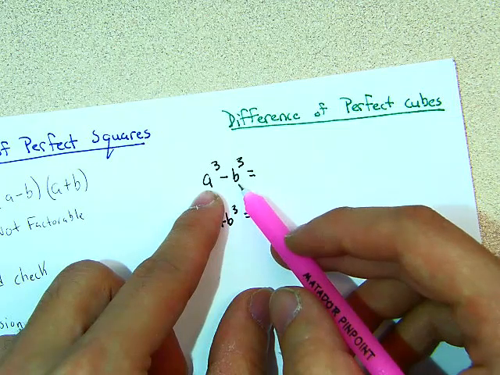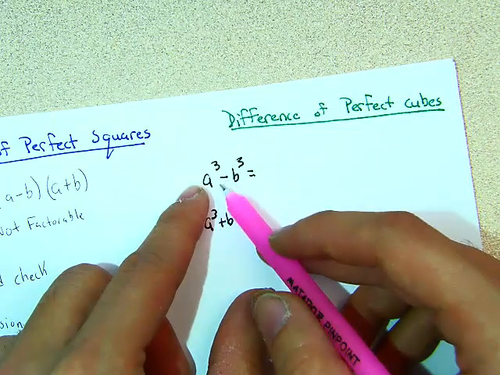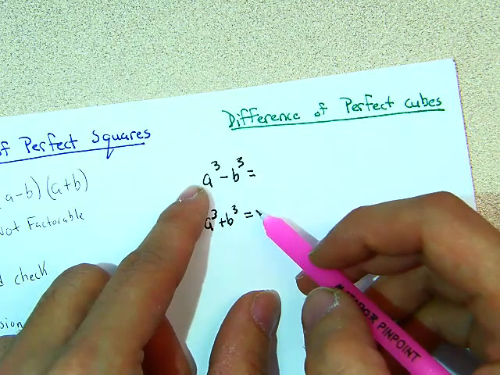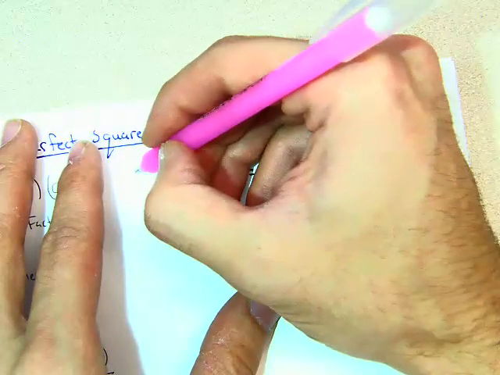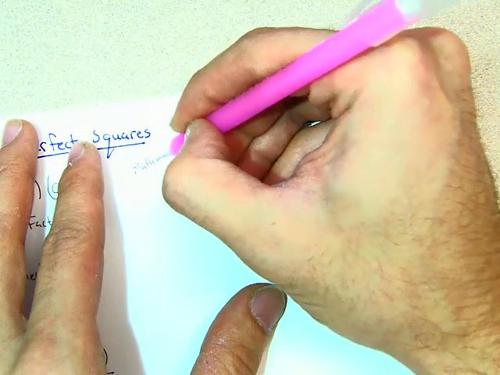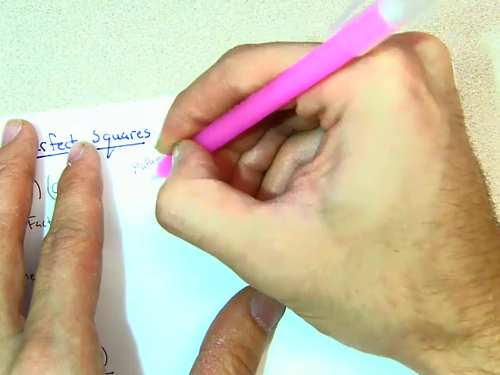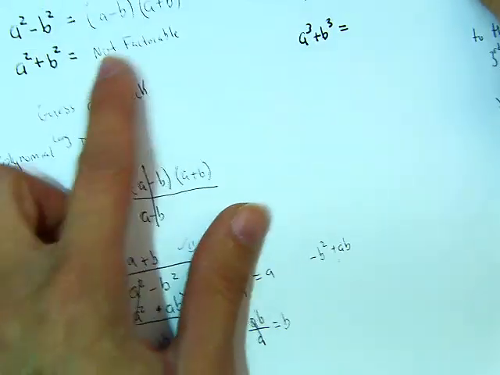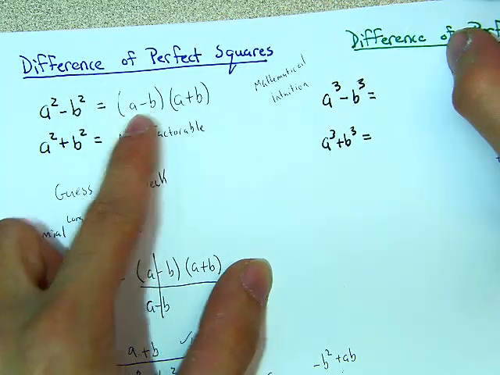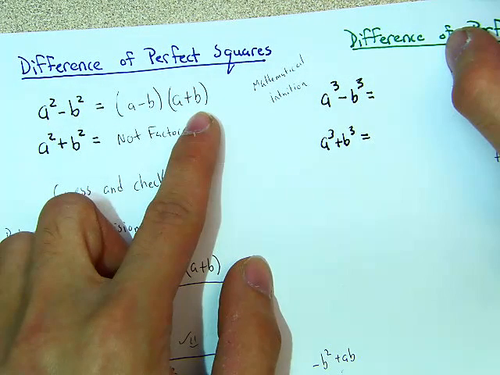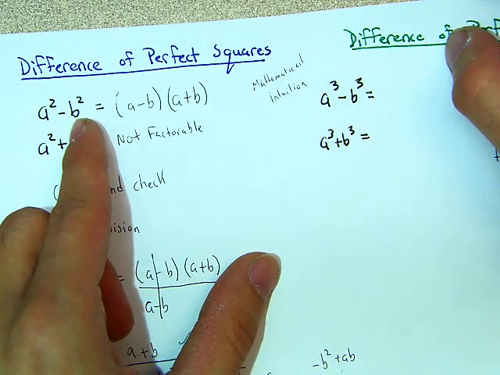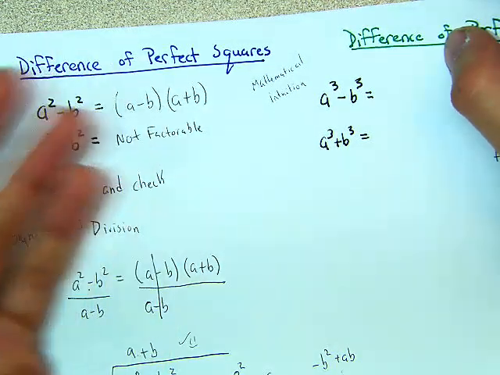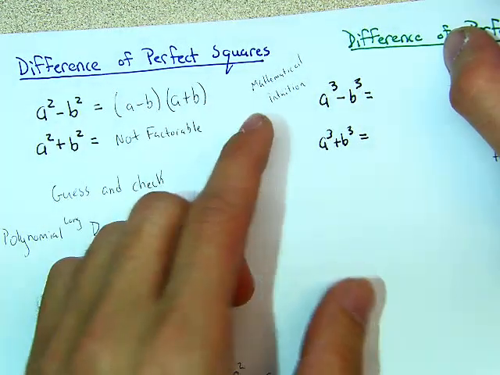Now, how do you know what goes into a cubed minus b cubed? Remember, this is mathematical intuition. Like, how did you know a minus b goes into this? How did you know a plus b goes into this? It's a feel. I can't really give you an answer for that.